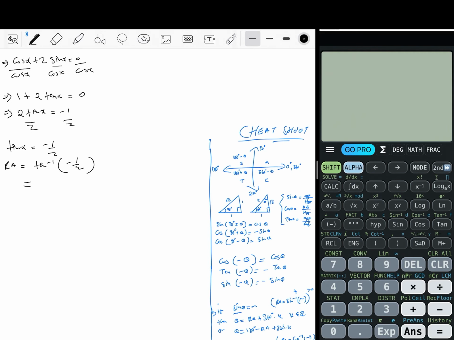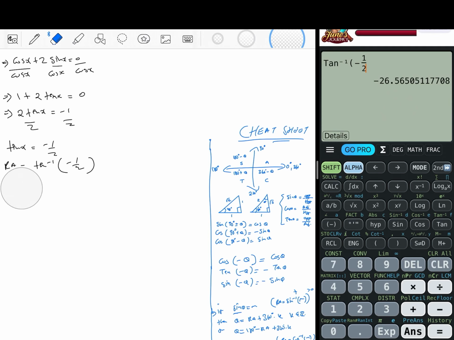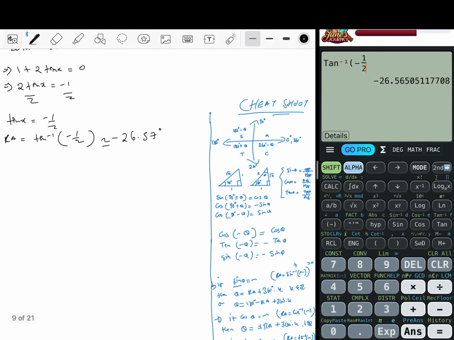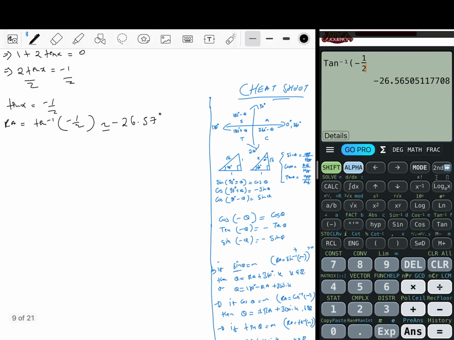Okay, so you have tan inverse. The way you write tan inverse, you say shift tan. It's tan inverse or arctan, some other people call it that, depending on where you are. So tan inverse is approximately negative 26.57 degrees.